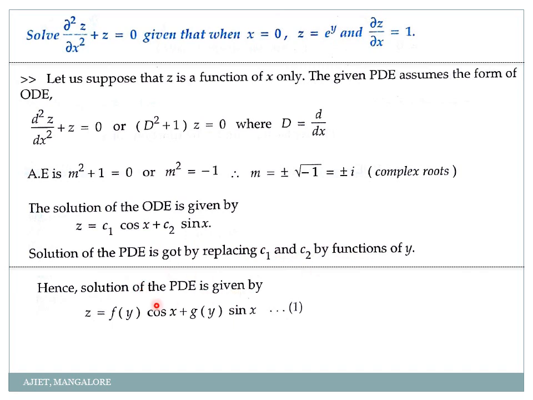So hence the solution of PDE is given by z is equal to, in the place of C1, f of y cos x, plus in the place of C2, g of y sin x. Done? Are you clear with the solution now? Yes. Now what to do?